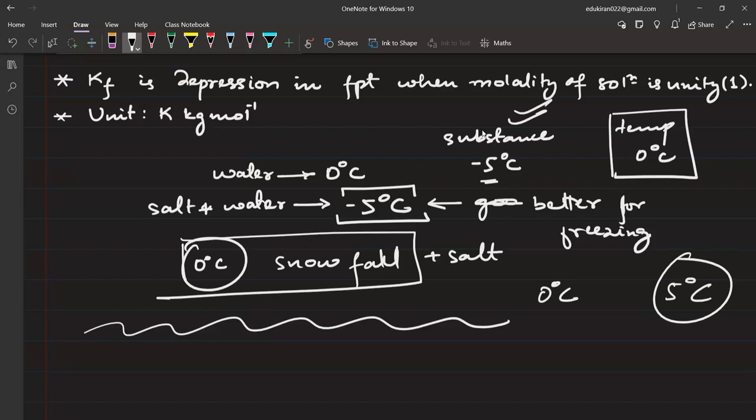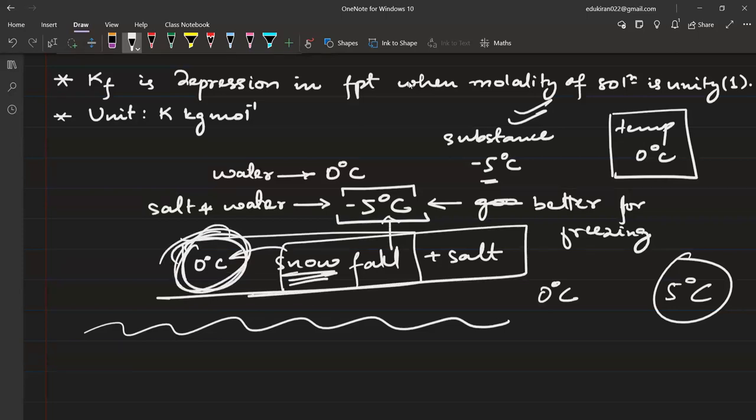So the snow has a freezing point of 0 degrees Celsius. But when you add salt to it, the freezing point becomes less and becomes -5. But the temperature outside is still 0 degrees Celsius. That is why what will happen? The snow will get converted easily to water and salt water. And the removal of salt water is much easier.